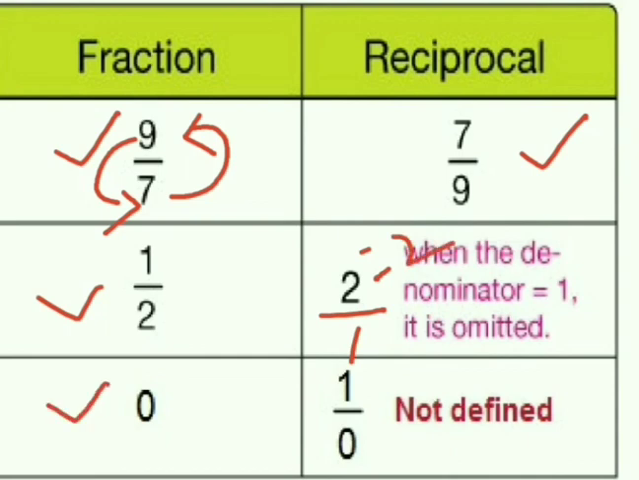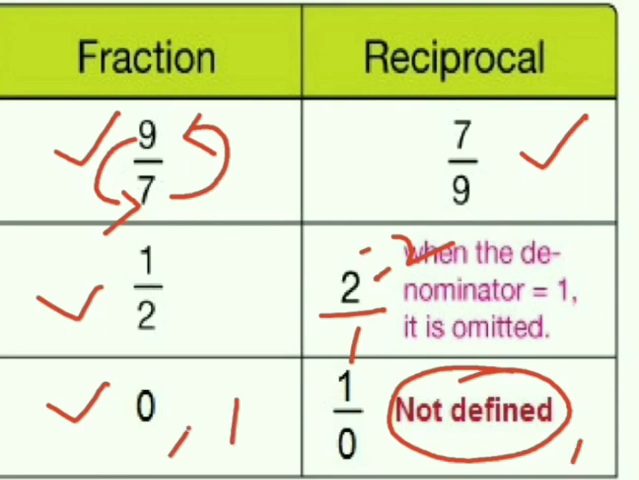Now 0. What is the reciprocal of 0? The reciprocal of 0 is 1 upon 0, that is not defined. The reciprocal of 0 is not defined, and the reciprocal of 1 is the number 1 itself.